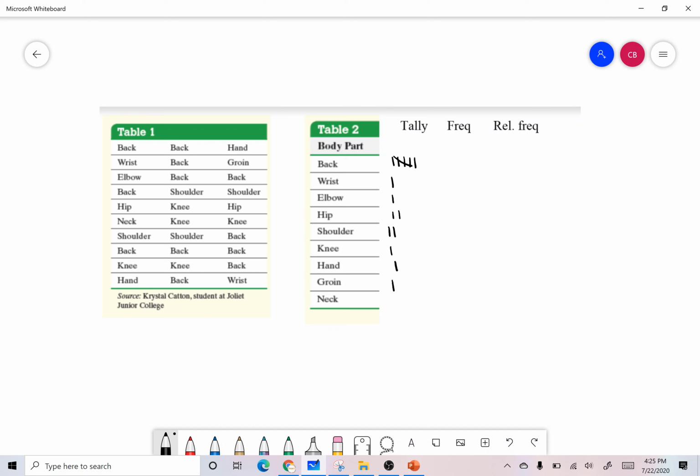Neck, knee, and neck. Shoulder, back. Shoulder, back. Back. 1, 2, 3. Knee, back. And hand, back. And wrist. Okay, so let's make sure we got them all.